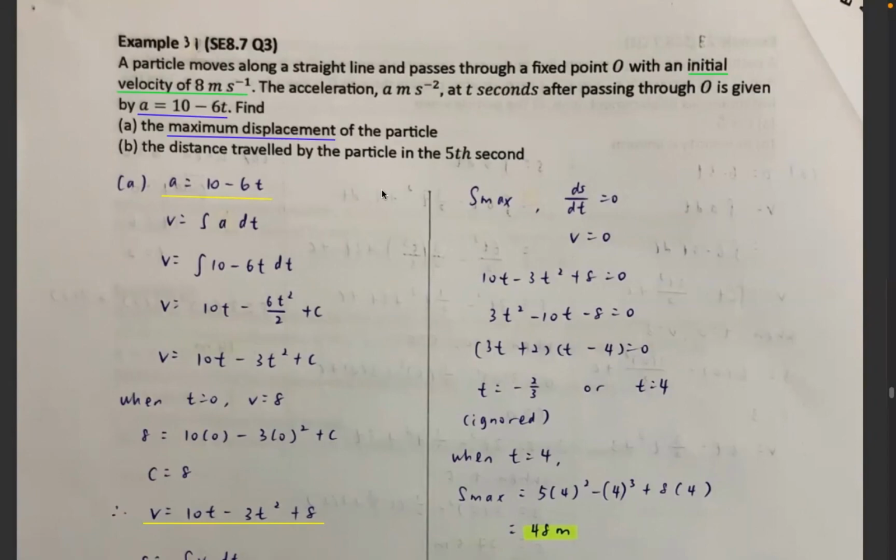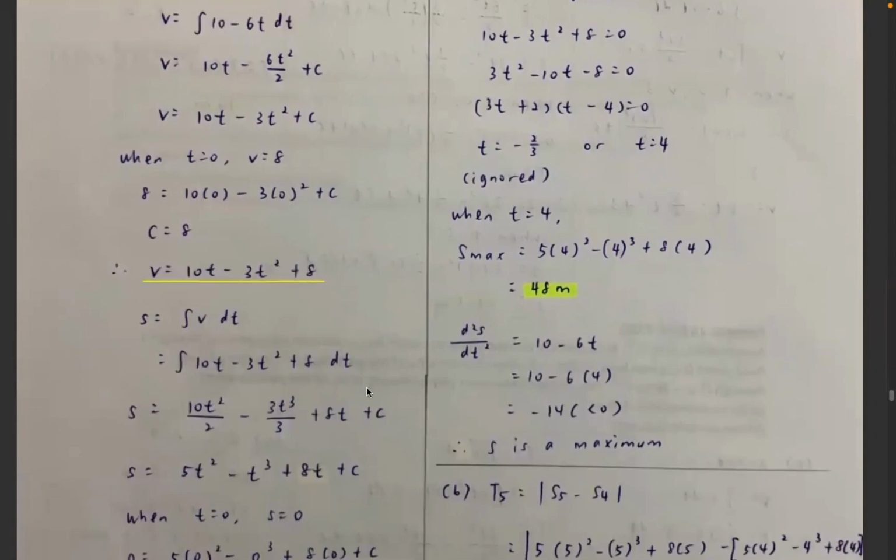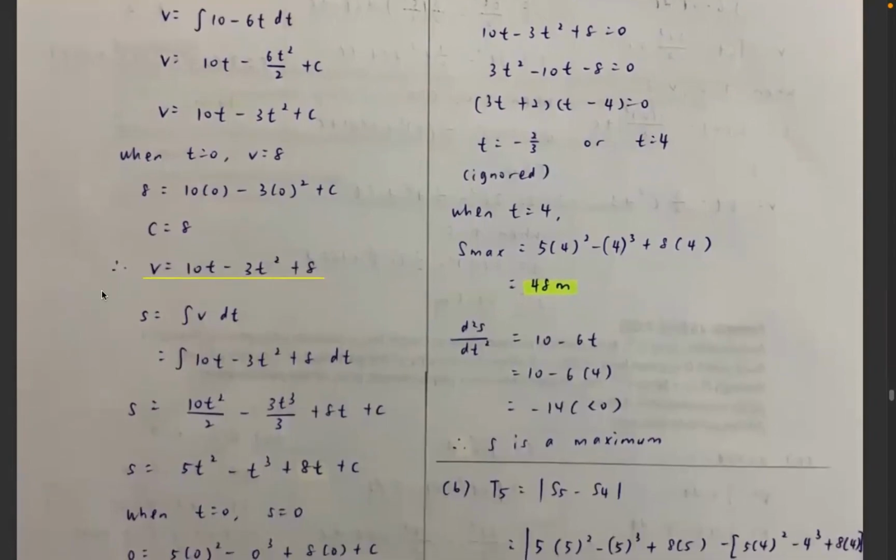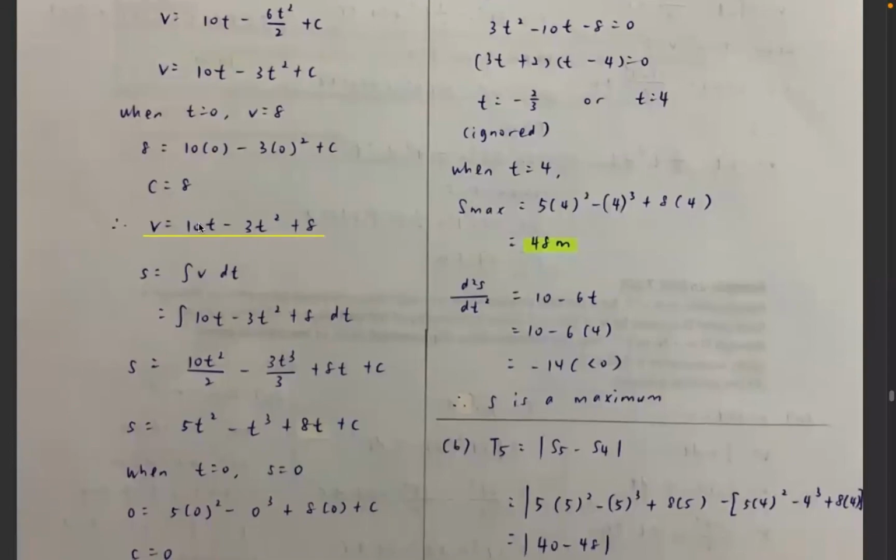But not yet finished. We want to find displacement function. So let's continue. From velocity function, if you want to obtain displacement function, you have to do integration. So S equals to integrate V dt. So integrate 10t minus 3t squared plus 8. After we integrate, there is a plus C again.